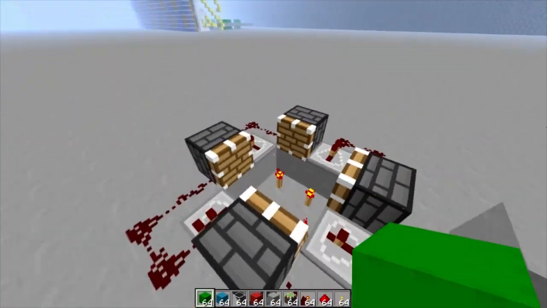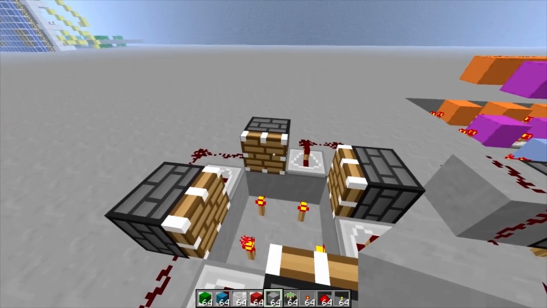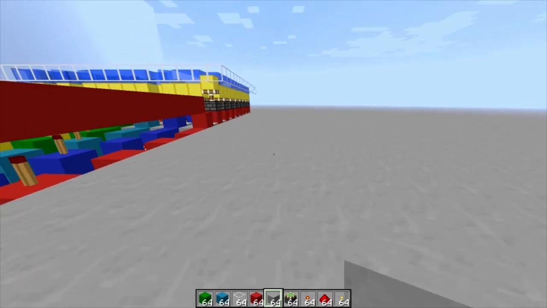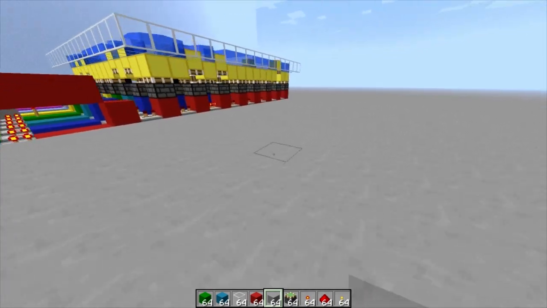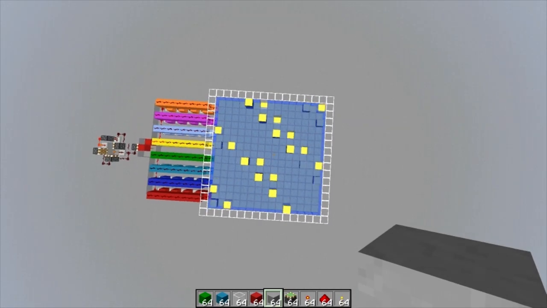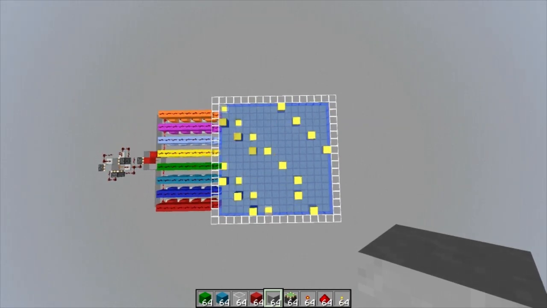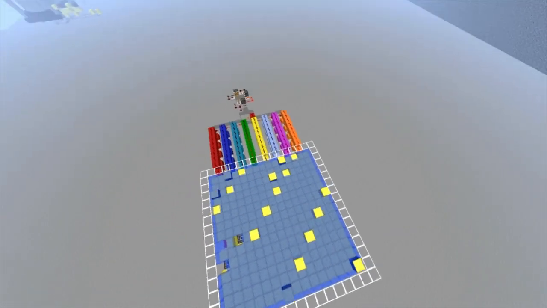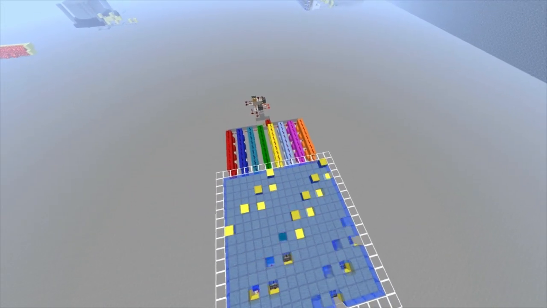Here's our ever-present piston clock. Let us place a block down and see what happens. Sorry if it lags up a bit. Redstone lags up my computer. Ooh, pretty. So yeah, basically this clock thing I have here sends a pulse every couple of ticks.